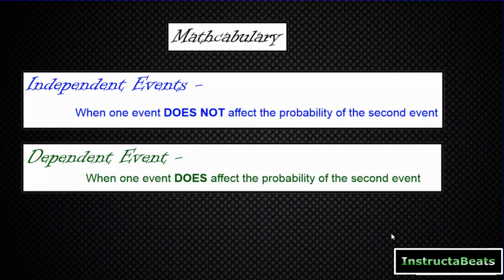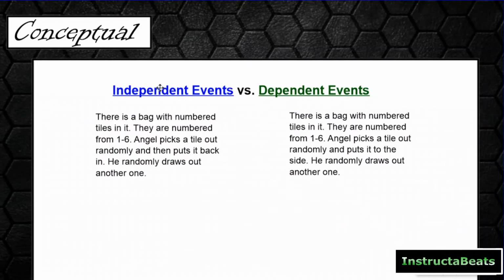So let's take a look at two examples to really compare these and wrap our heads around what we're talking about. So here we have an independent event versus a dependent event. If you notice, it's very, very similar, but I'm going to highlight the key difference. This one says there's a bag with numbered tiles in it. They're numbered from 1 to 6. Angel picks a tile out randomly and then puts it back in.